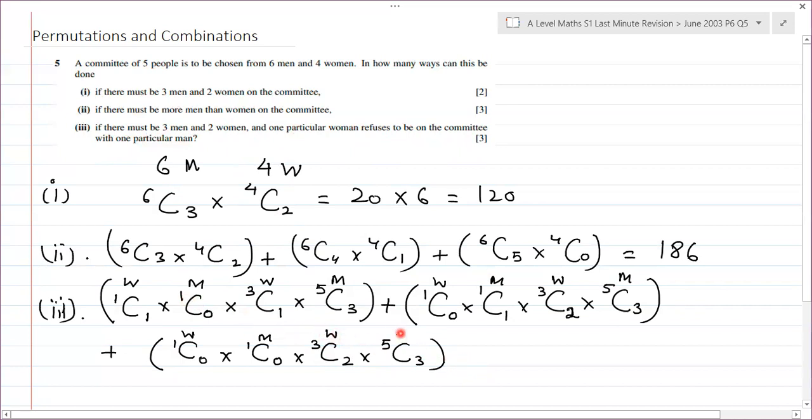So that's woman again, and this is man again. And that's going to give me 1, 1, 3, 10, 1, 1, 3, 10, 1, 1, 3, 10. So that's just going to give me 3, 10, 3, 10, 3, 10. So that's 30 plus 30 plus 30. And that gives me 90 as my final answer.